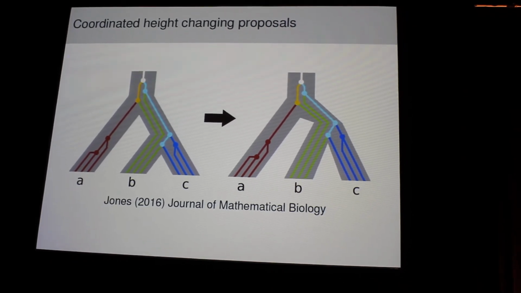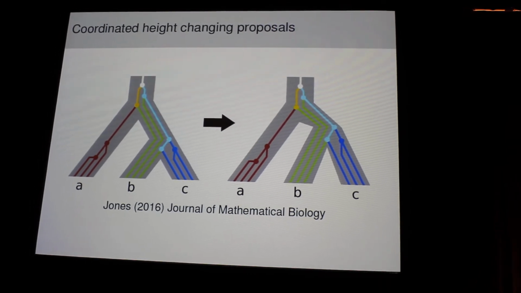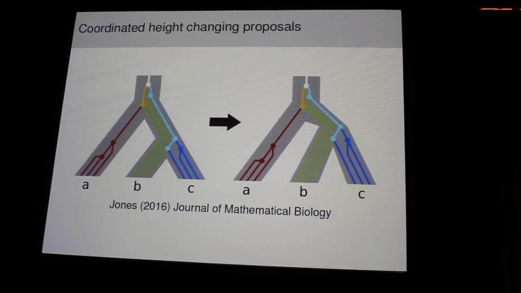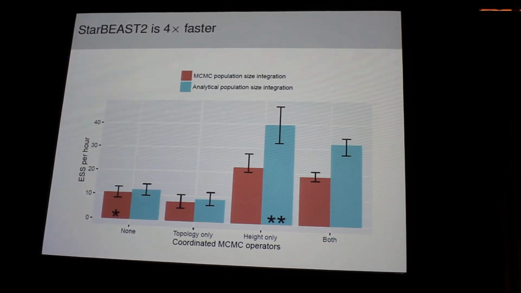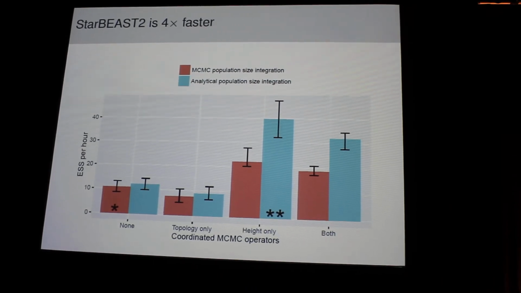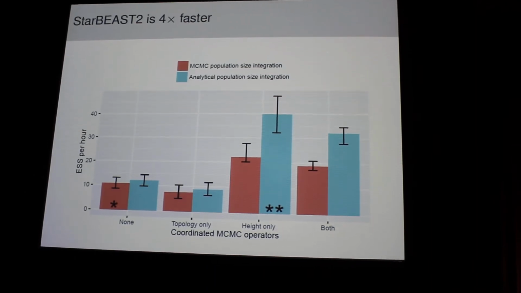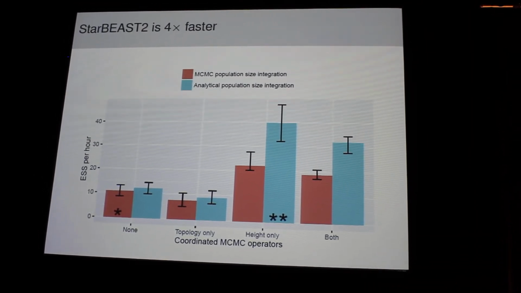But the operators, the proposals that we've added to StarBEAST2, they're a new set of proposals and they're more powerful than what's in StarBEAST. When you combine analytical population size and these coordinated height changing proposals, you get a 4-fold increase in performance. So that's what we're using as the default settings in StarBEAST2.